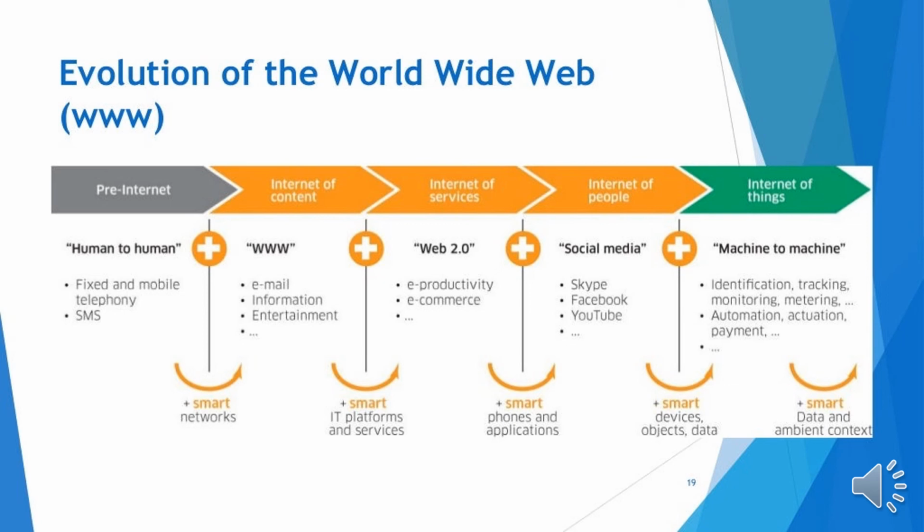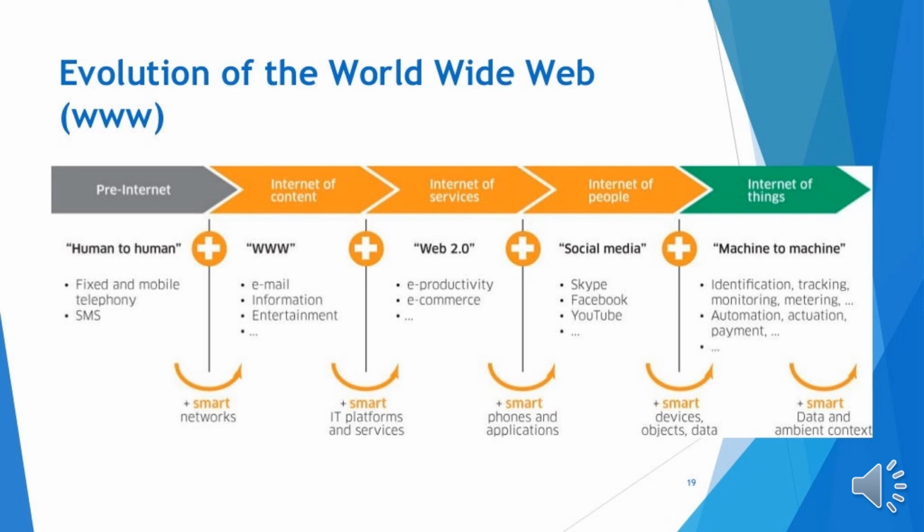Next one is internet of content. A slight update was created, that is WWW, email, information, entertainment, all those things. And then Web 2.0 was created, where it played a major role in e-productivity, e-commerce. And then it came to social media. These particular things, Skype, Facebook, YouTube, WhatsApp, whatever it is, come under social media.